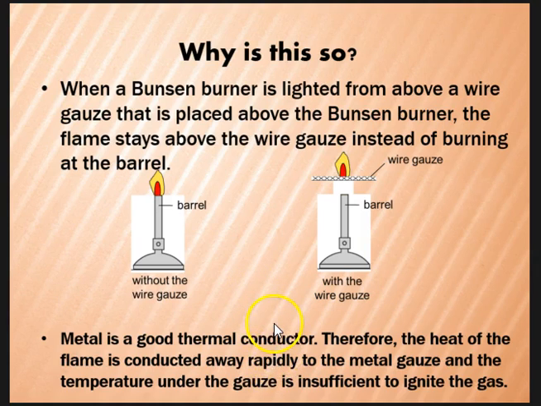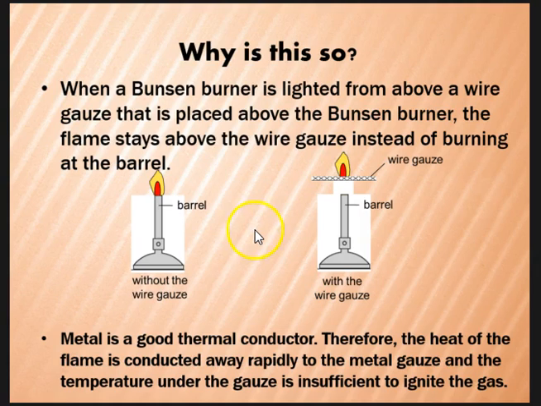Now let's have a look at this last case. When a Bunsen burner is lighted from above a wire gauze, the flame stays above the wire gauze instead of at the barrel. Now how do we explain this phenomenon?